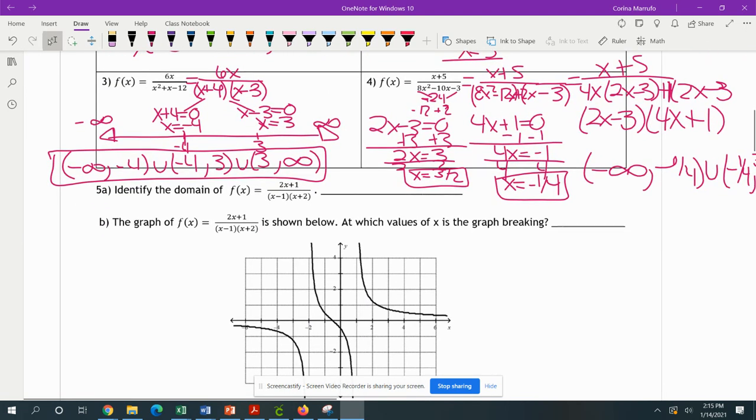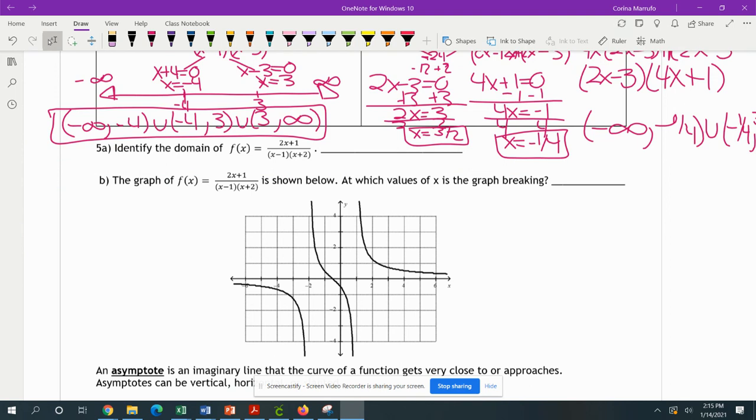Okay, so here it says identify the domain of f of x equals 1 over (x minus 1)(x plus 2). So for our domain here, our x cannot equal, so if we put x minus 1 equal to 0 and x plus 2 equal to 0 and we solve for x, we would add the 1 here, add the 1 here, that would give us x equals 1. Okay, we subtract the 2 here, subtract the 2 here. That means that x equals negative 2, that's what's going to give us 0.